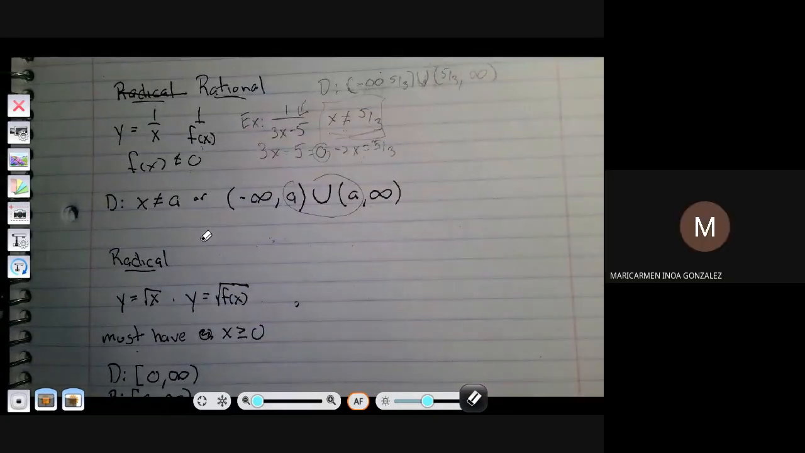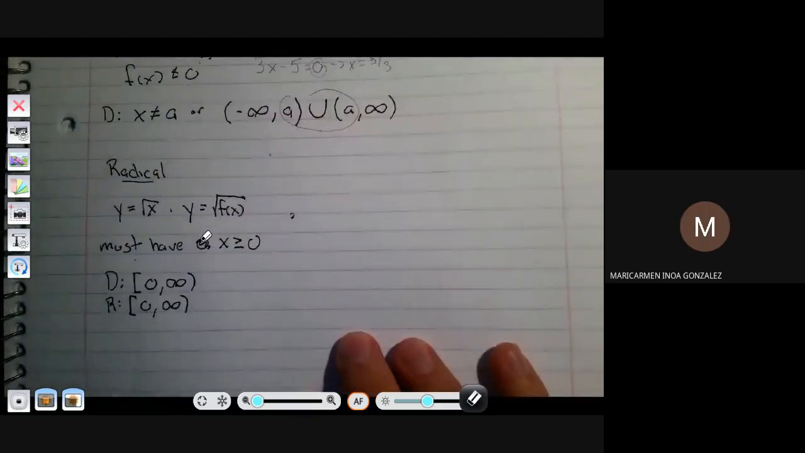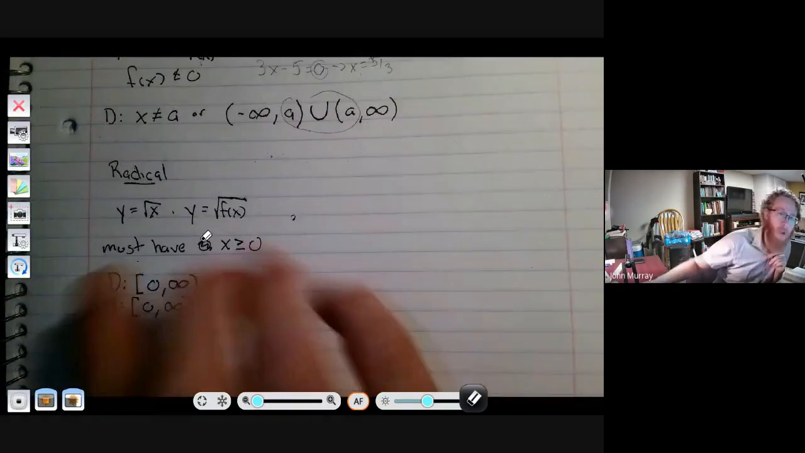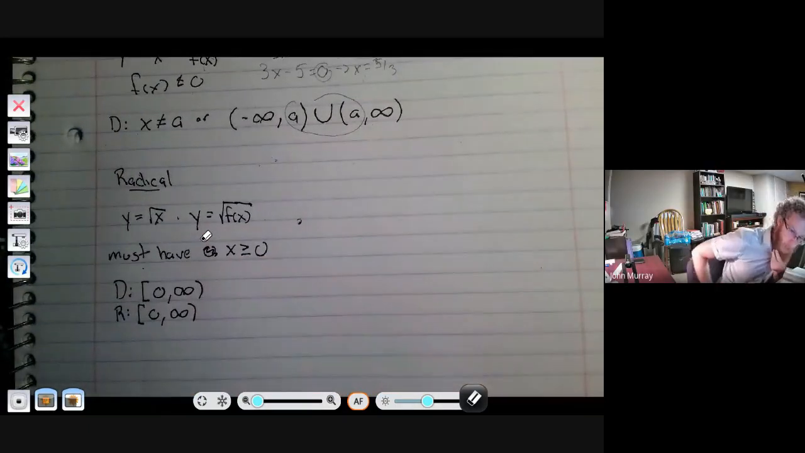I have a question. Where you wrote for the radical one, where you wrote must have, that's the U with the squiggly line? No. I wrote a 0 and I crossed it out. So just must have x is greater than or equal to 0.